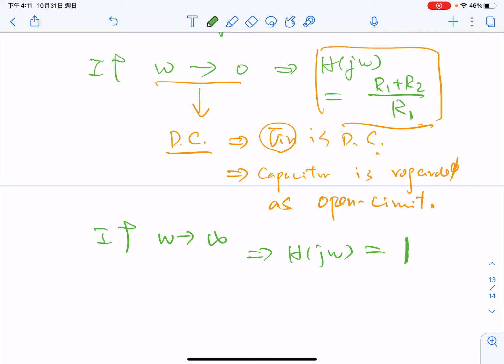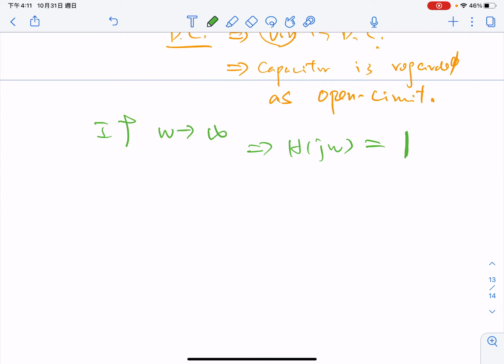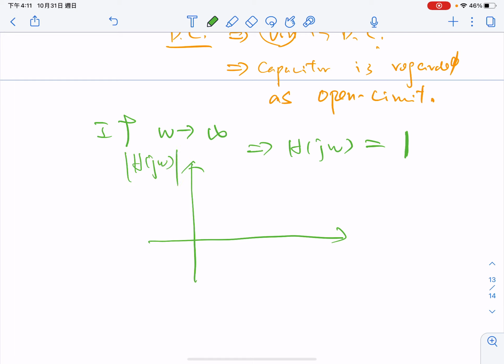Okay. So let's draw the frequency response, the magnitude frequency response of this filter. The x-axis would be the frequency, which is omega, or 2 pi f, something like that. And in the low frequency, how much is that? Is it R1 over R2 divided by R1, right?